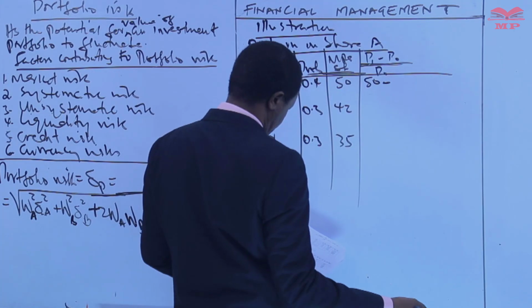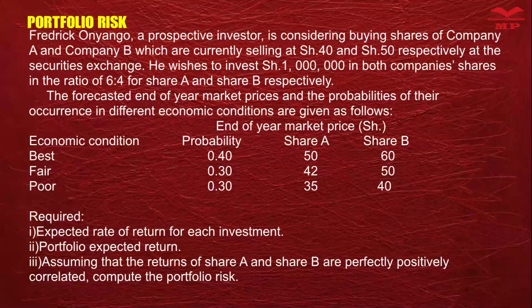We read from the question. Look at the first sentence there. Freddy Konyango, a prospective investor, is considering buying shares of Company A and Company B, which are currently selling at 40 shillings and 50 shillings respectively. Currently selling is the present, the current price, abbreviated as P naught.